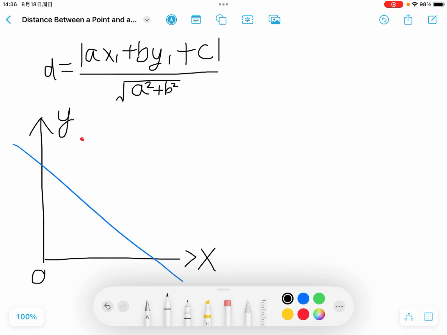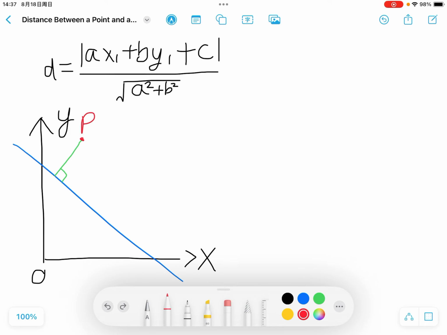Now what's the distance? Is it this distance? No. Is it this distance? No. It's this perpendicular distance. Like this. Right? This is perpendicular. Now let's just call a point P.